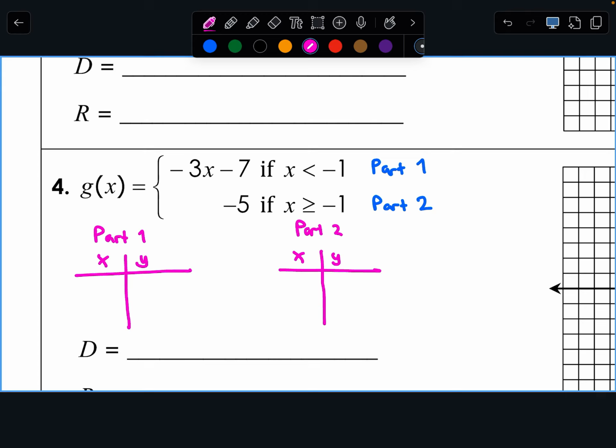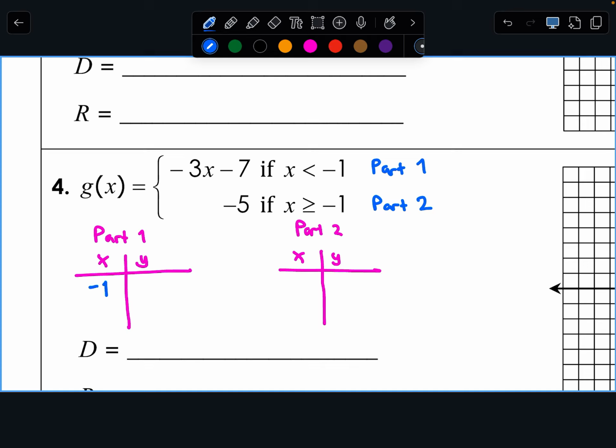So on part 1, what does it say? It says if x is less than -1. And for part 2, it's if x is greater than or equal to -1. Since -1 is the endpoint for both of those parts, for part 1, I'm going to go ahead and put -1 as my first x.